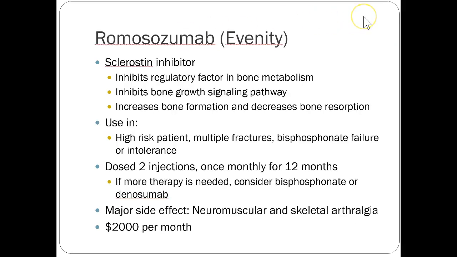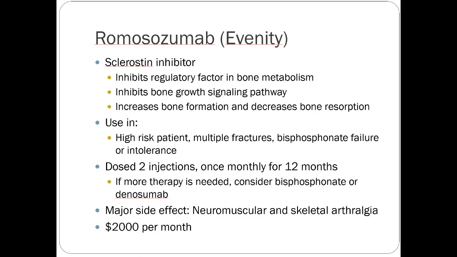A newer drug called Evenity, or romosozumab. Sorry, trying to figure out how to say these new drugs. Another monoclonal antibody, again, ends in mAbs. This is a biologic product. It's a different mechanism yet again. So again, another option in the arsenal to treat this that's sort of different from our other ones.